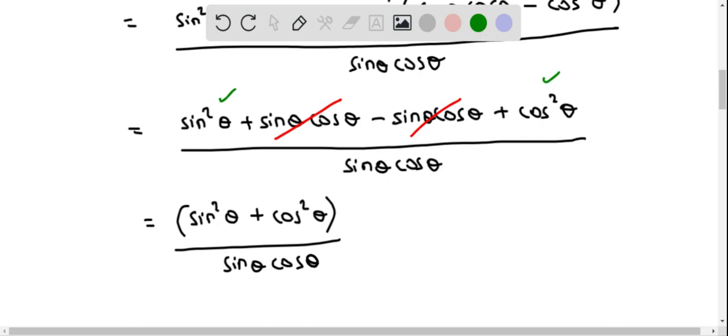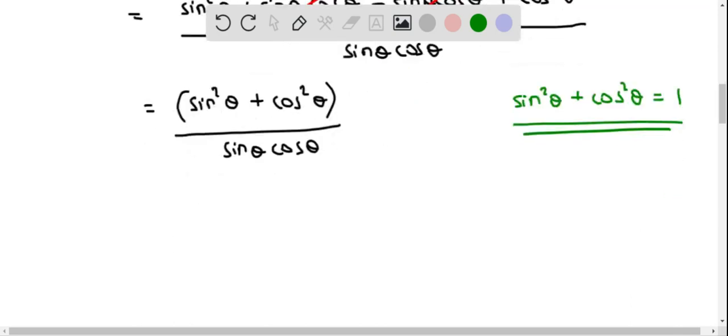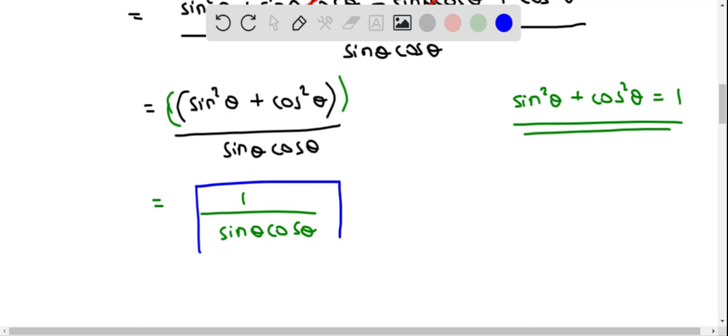And we know that according to the Pythagorean identity, sin square theta plus cos square theta is equal to 1. So this is one of the Pythagorean identities which we will utilize here. Therefore, we can replace this complete expression using the Pythagorean identity, and so this equals 1. So we get 1 over the denominator, that is sin theta cos theta. And so this is the final expression in terms of the common denominator, that is 1 over sin theta cos theta.